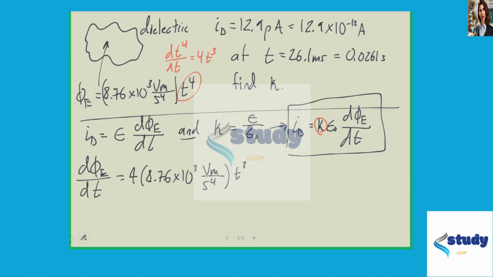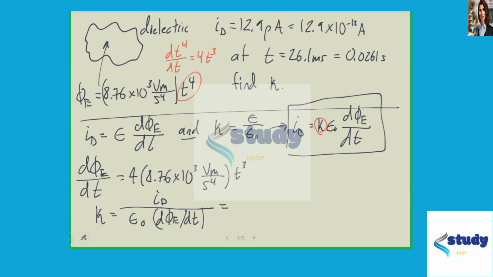And now we can just solve for the dielectric constant. So the dielectric constant is the displacement current I_D divided by epsilon naught times the rate of change of electric flux. All I did was rearrange this equation here. And then we can just start putting our numbers in.